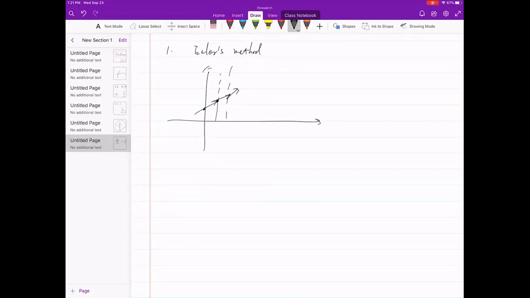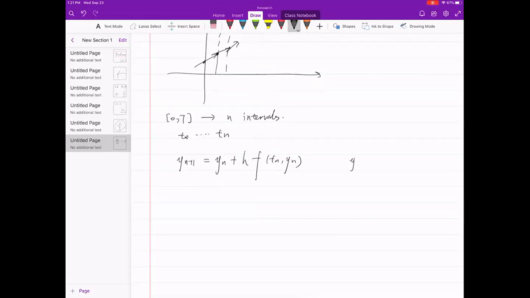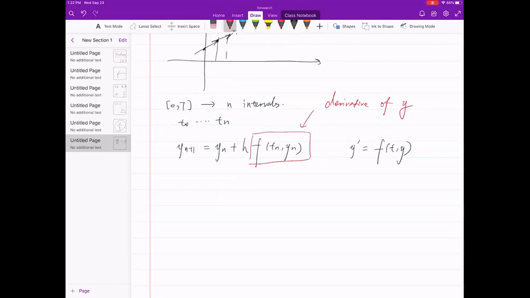Narrow it down to the formula, then what you have is you let [0, T] become a partition with n intervals. The ending points are t0 all the way to tn. Then you use a scheme, which is called y_{n+1} equals y_n plus h f(t_n, y_n). Here we use the fact the derivative is actually f(t,y). Therefore, basically what you have here is the derivative of y. In this way, knowing y0, you can find y1. Knowing y1, you can find y2, y3, and so on all the way to yn.